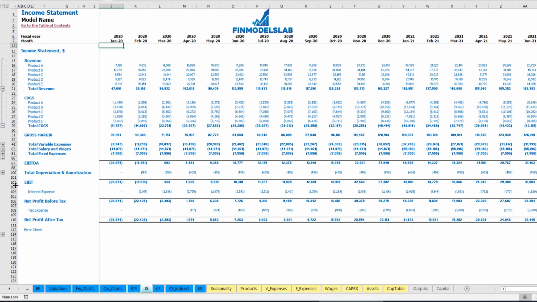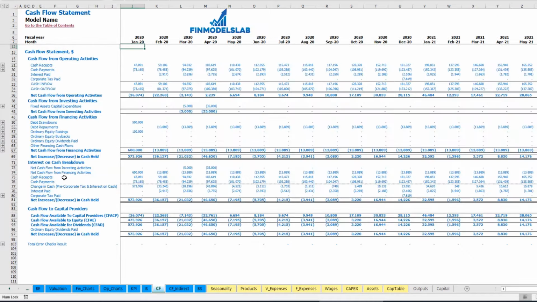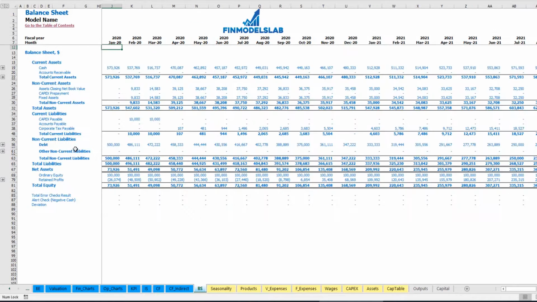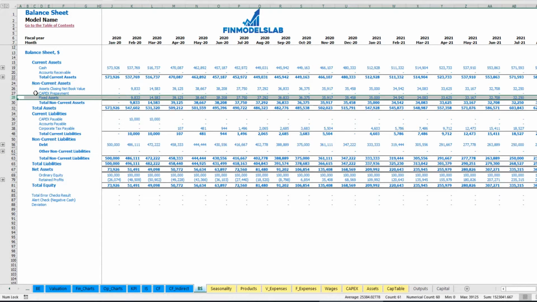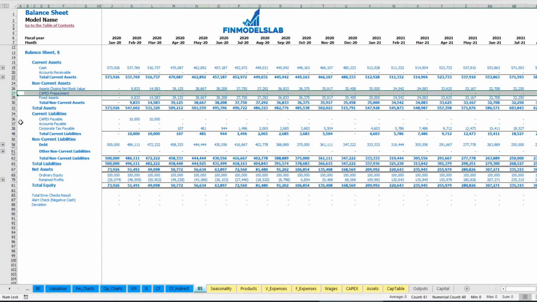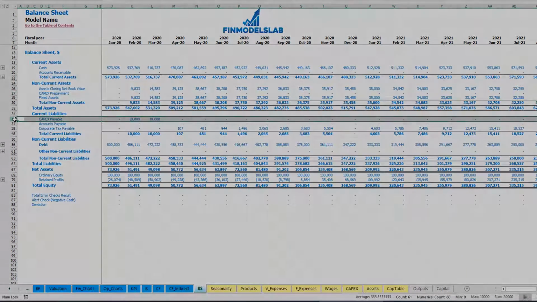The total amount of depreciation you may find in the income statement. On the cash flow, you may find cash flow from investing activities for these assets, and on the balance sheet you may find the fixed assets amount under non-current assets and CAPEX prepayment and CAPEX payables as well.